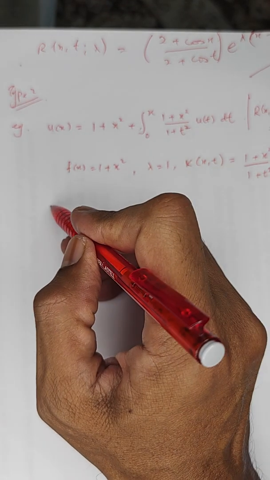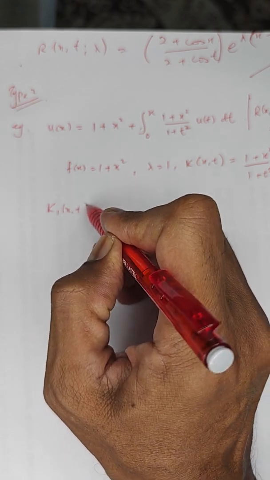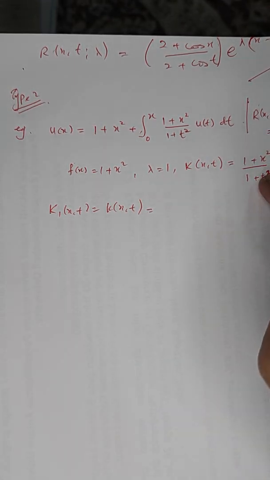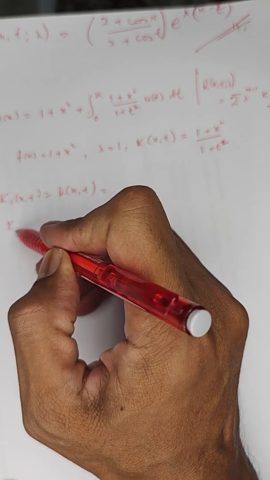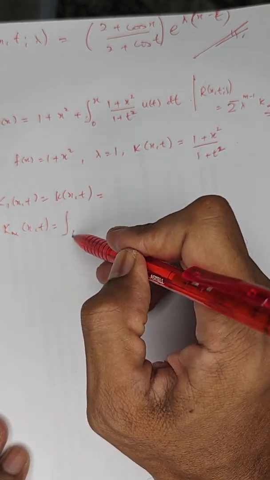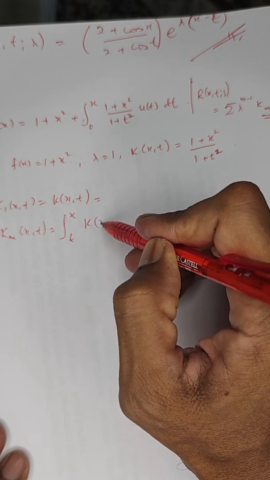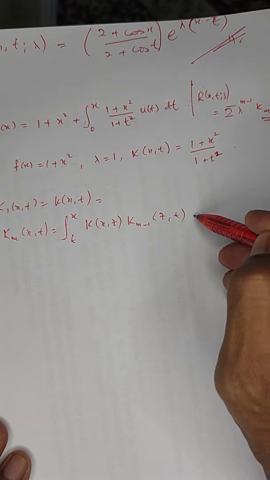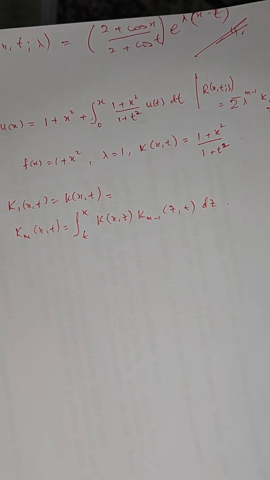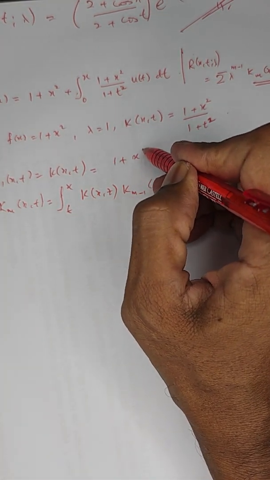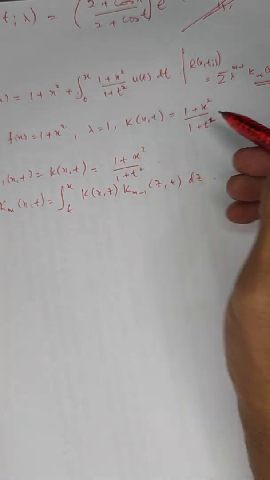So we have K_1(x, t), this is equal to k(x, t). In this case our k(x, t) is this one. And then our K_m(x, t) is the integral from t to x of k(x, z) K_(m minus 1)(z, t) dz. Okay, so we have K_1, this is (1 plus x squared) over (1 plus t squared).